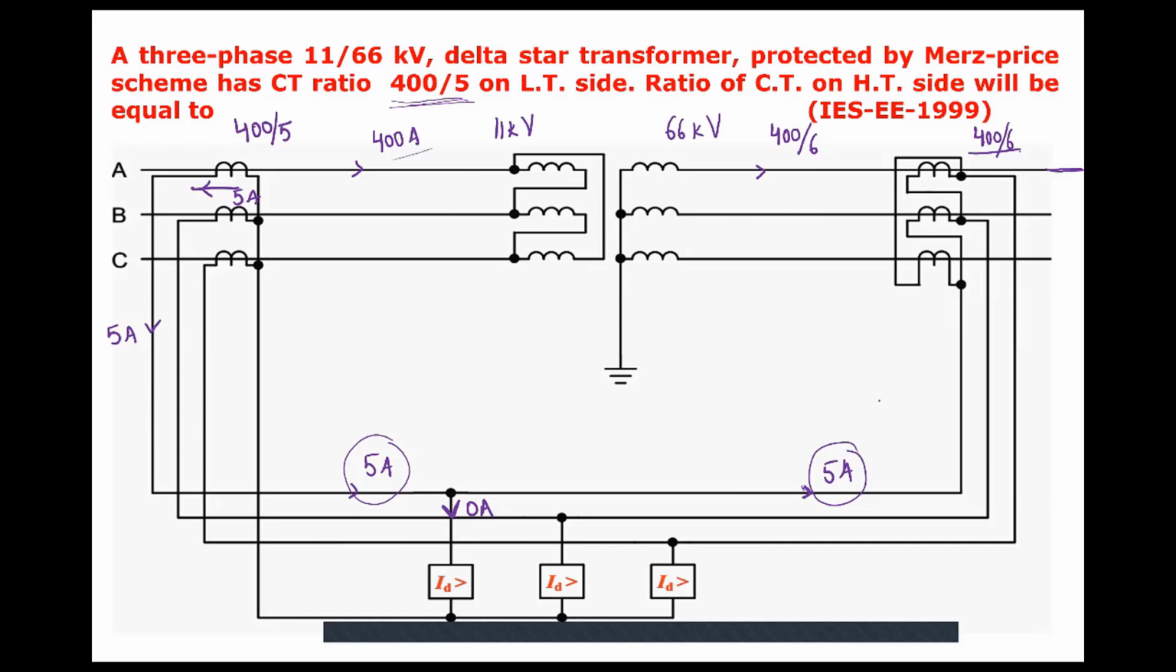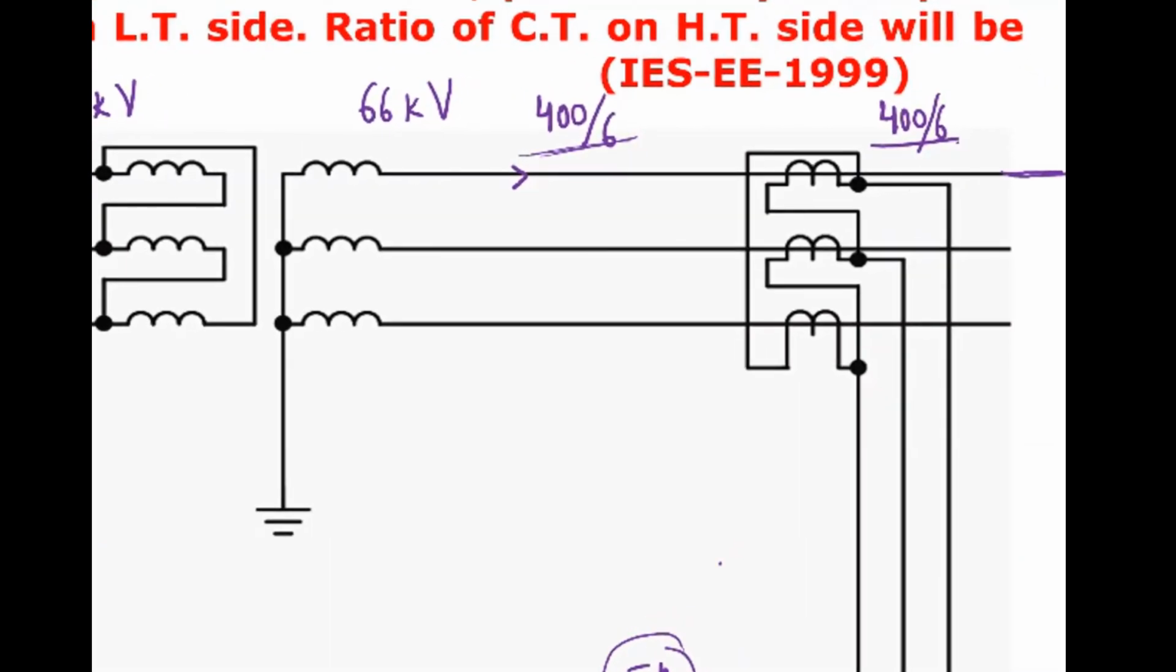Here, full load current is 400 ampere. Here, the full load current will become 400 by 6 ampere. Simple logic: if voltage increases by 6 times, current decreases by 6 times in a transformer. So my primary current, the current flowing through the main conductor or the primary, is 400 by 6. And now I have to decide the ratio such that my pilot wires carry 5 ampere current.